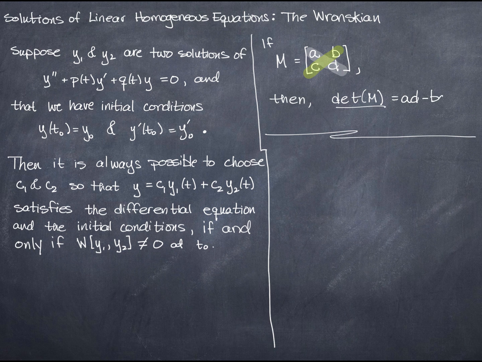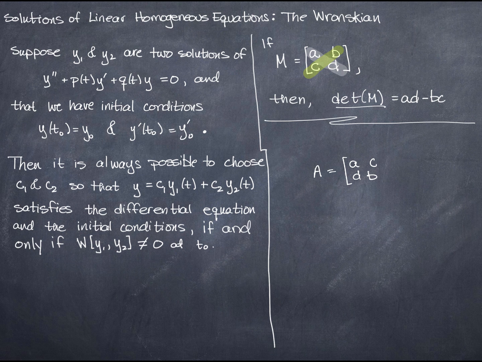AD minus BC. Notice that those entries have to be in this order, right? If I have a matrix A that is A, C, D, B, then the determinant of A is going to be AB minus CD, right? So if A, B, C, and D are the same numbers here as they are here, but they're in a different order, I'm going to get a different answer for my determinant. That's important to keep in mind.